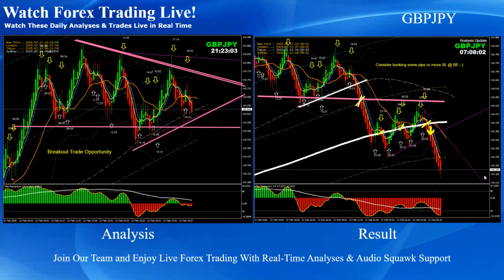And after this breakout, we announced that as long as the momentum is bearish, any pullback towards the momentum is a potential opportunity, and we announced the rest of the trades through live audio commentary on pound yen.